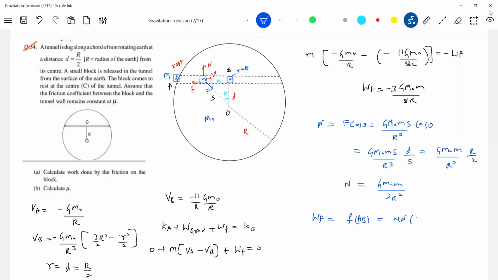AB distance we have to calculate. AB will be root 3 by 2, how much? Root 3 R by 2. So we know work done by friction is 3G m naught m by 8R. Mu N is G m naught m by 2R square, times root 3 R by 2. Solving this will give mu.